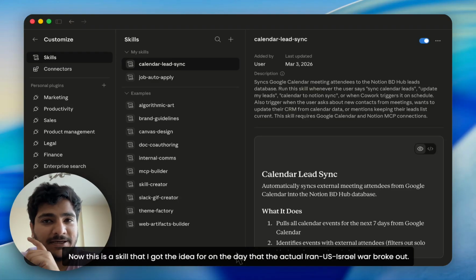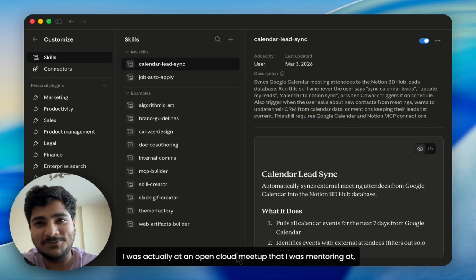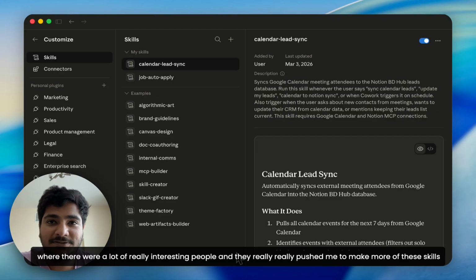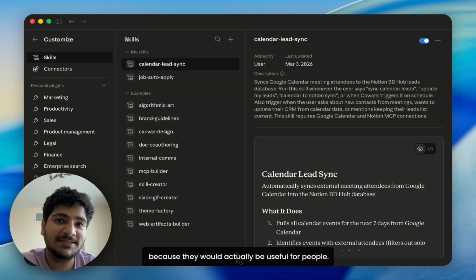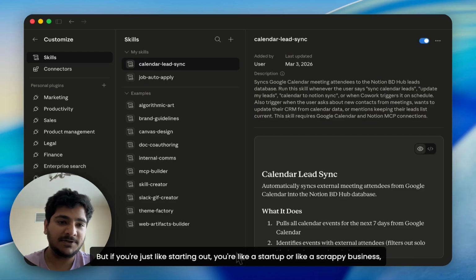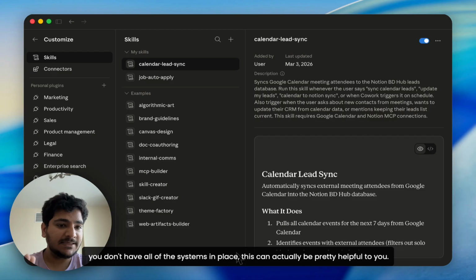Now, this is a skill that I got the idea for on the day that the actual Iran-US-Israel war broke out. I was at an OpenClaw meetup that I was mentoring at, where there were a lot of really interesting people, and they really pushed me to make more of these skills because they would actually be useful for people. This is something that your CRM would already be doing if it is very well integrated. But if you're just starting out, like a startup or a scrappy business, and you don't have all of the systems in place, this can actually be pretty helpful to you.